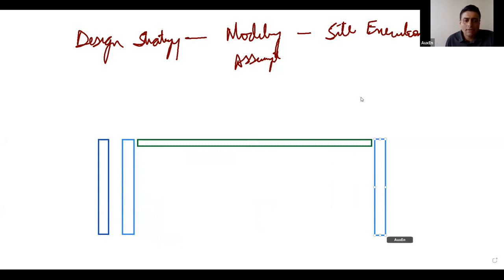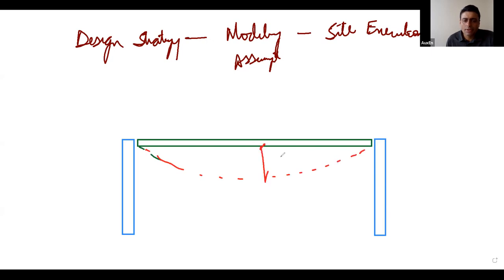Let us say that because of the long span, there is a lot of deflection that I am getting. So the problem is that I am getting a very large deflection because of the long span. And right now my connection type is, let's say, a simply supported connection. So now I have to control the deflection. This is the problem.